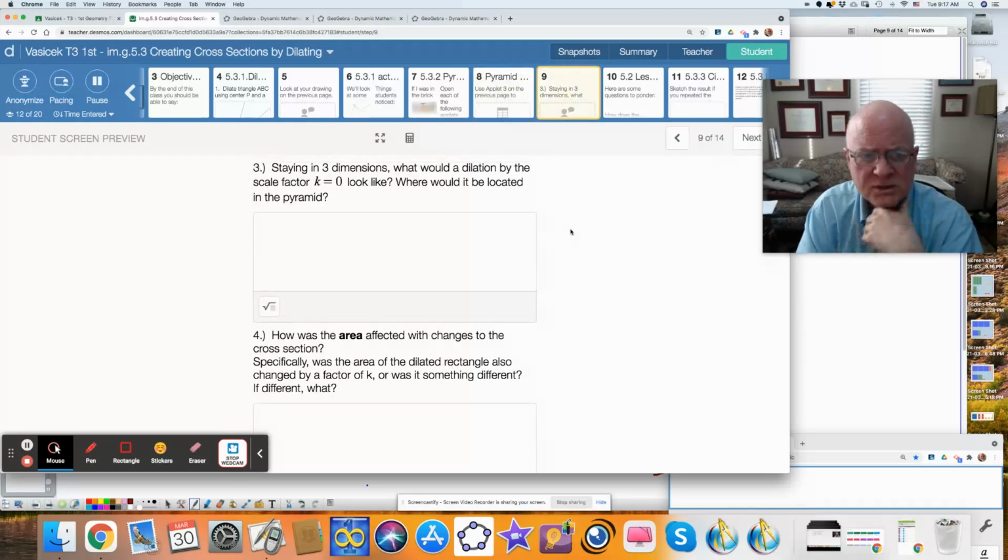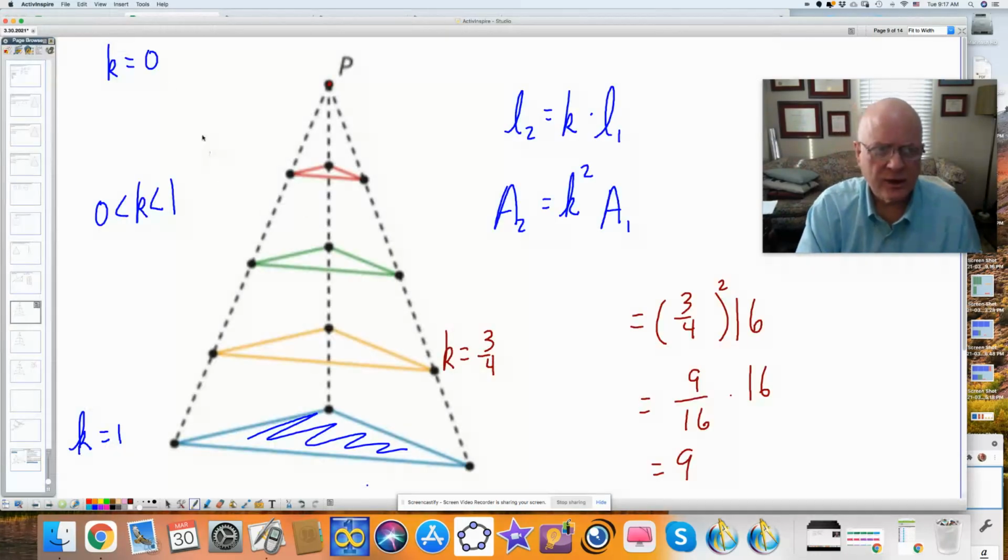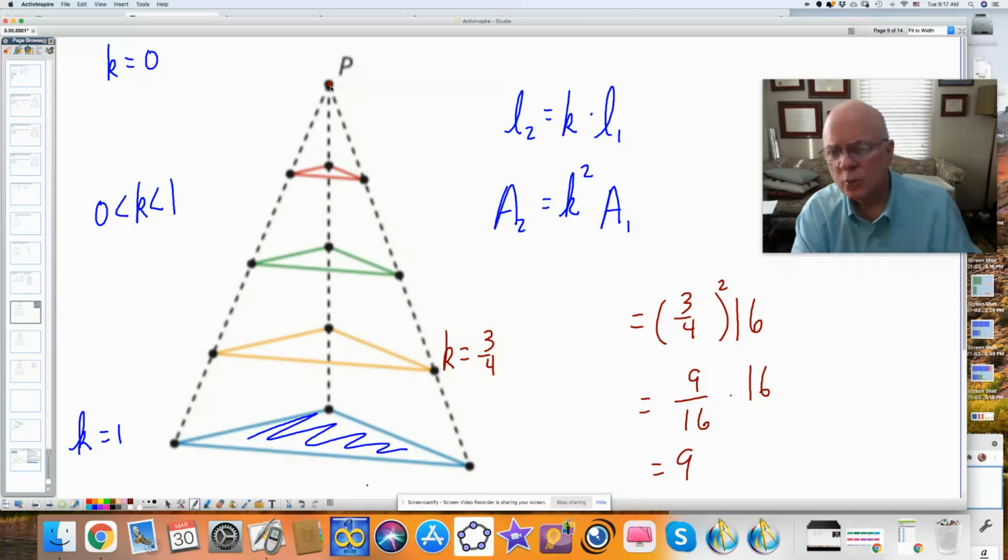Some other questions. If you're in 3 dimensions, what does k equals 0 look like? And I pointed that out earlier. K equals 0 is the point of dilation. It is not a triangle. It is not any figure. It's just a point. It is the point of 0. So to be a dilation, k has to be greater than 0, and it would be less than 1. If it's equal to 1, then it's going to be congruence. If it's going to be a smaller one, it would be between 0 and 1.